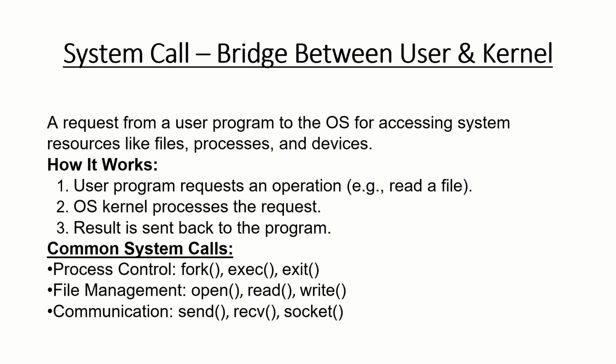For instance, when you open a file in a text editor, the application makes a read system call to request data from the hard drive. The OS running in kernel mode processes this request and sends the data back to the application. This separation ensures security and efficient resource management.